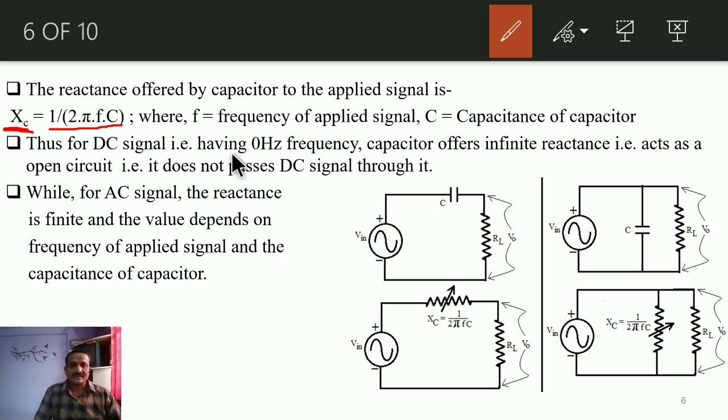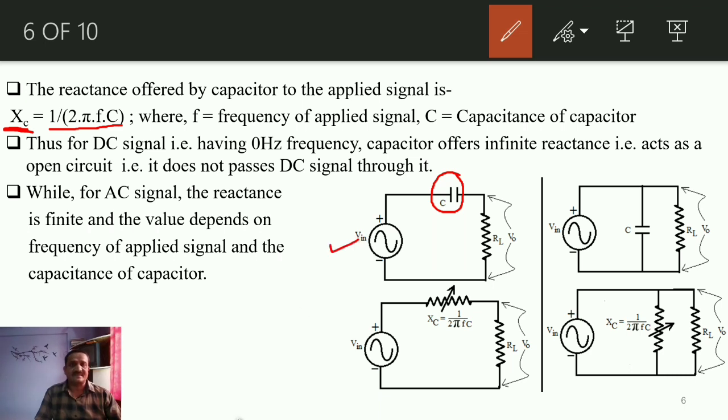So here I have already written the same things. A capacitor offers infinite reactance for DC, that is a 0 Hz signal, and acts as an open circuit, right? And that's why generally we say it does not pass the DC signal through it whenever it is connected in series as shown, right? While for an AC signal the reactance is finite, and the value depends on the frequency of the applied signal and the capacitance of that capacitor. So we'll take just one example. See, one capacitor is connected in series with the signal source.